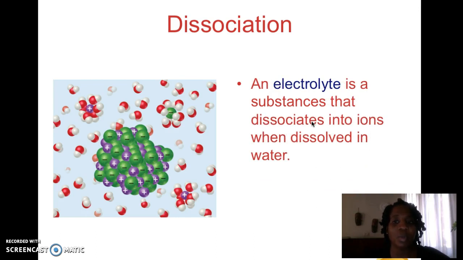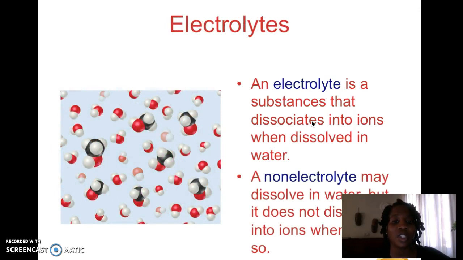And it's also important to point out that some of these solutions are what we call electrolytic, because the substance that dissolves forms ions when dissolved in water, and therefore can conduct electricity, whereas a non-electrolyte is a compound that does dissolve. It's still attracted to water molecules, but it does not form charged particles, so you do not have the ability to conduct electricity.